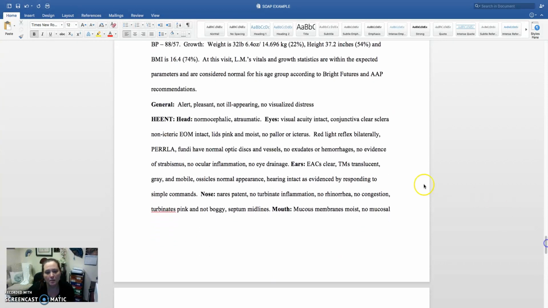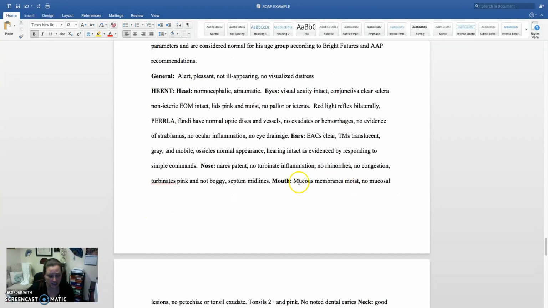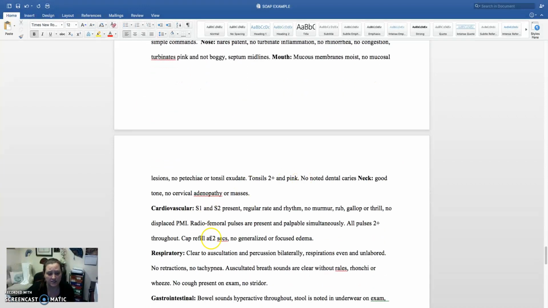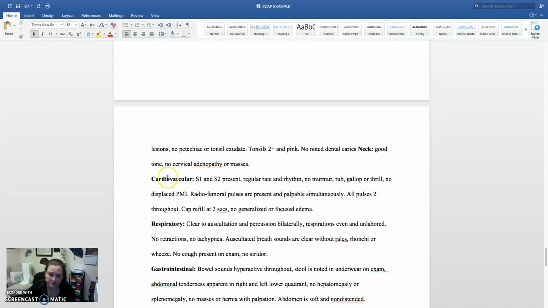You may not do this detailed of a HEENT physical exam if your patient is coming in with a chief complaint of a toe injury. I understand that, but if your patient comes in with a chief complaint of runny nose and itchy eyes, you want a very detailed HEENT exam. You're probably going to have a detailed respiratory and probably cardiovascular exam as well.